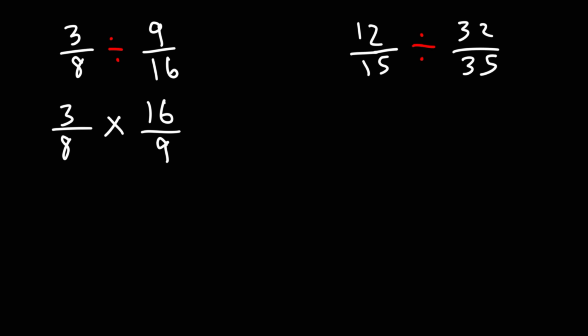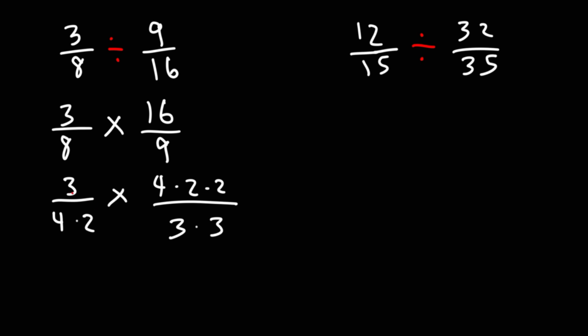However, since we have some large numbers, we want to break those numbers into small numbers. I'm going to break down 8 into 4 and 2. 16, I can write as 4 times 4. Instead of the other 4, I want to break it down into 2 and 2. 4 times 2 times 2 is 16. 9, I'm going to break down into 3 times 3. So notice that we could cancel a 3, we could cancel a 4, and we could cancel a 2. And so what we're left with is 2 over 3.